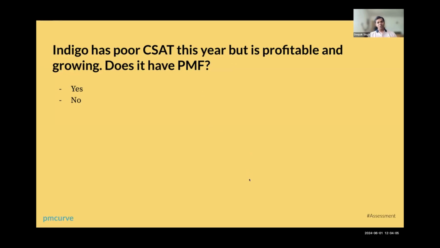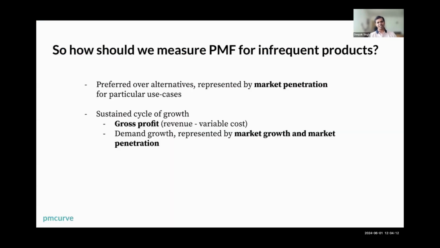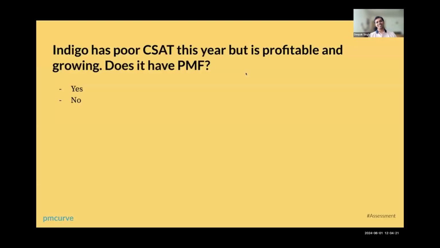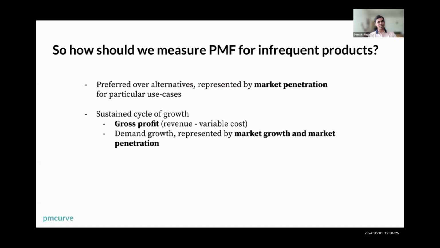People who have said no, yeah, feel free to ask questions. Indigo has a terrific PMF, even if its CSAT is poor. So now that I've ditched CSAT as a proxy to PMF, what do we do in case of infrequent products, right?